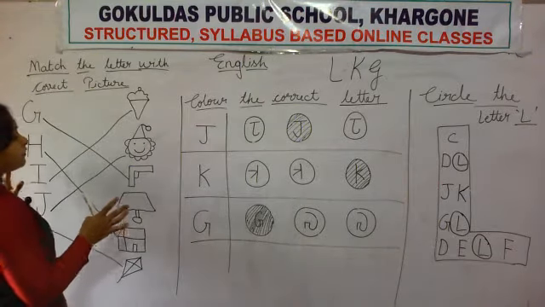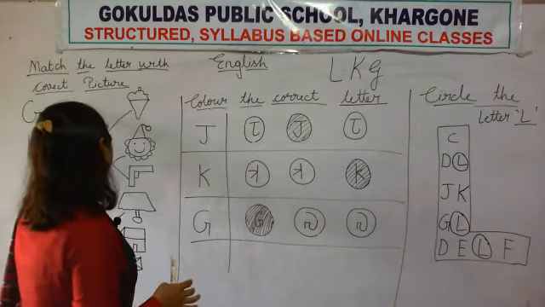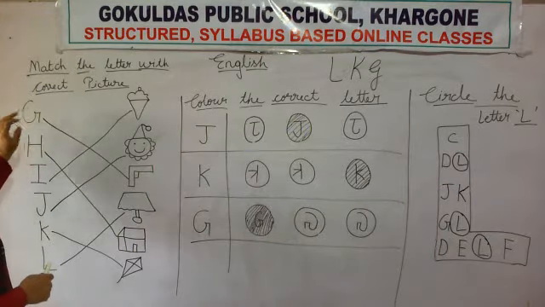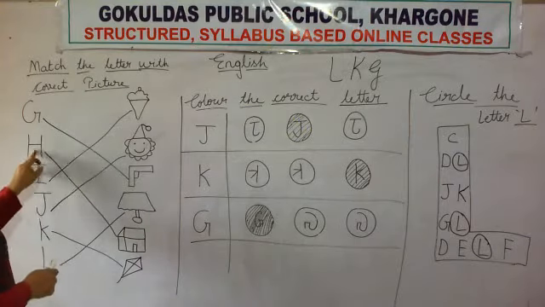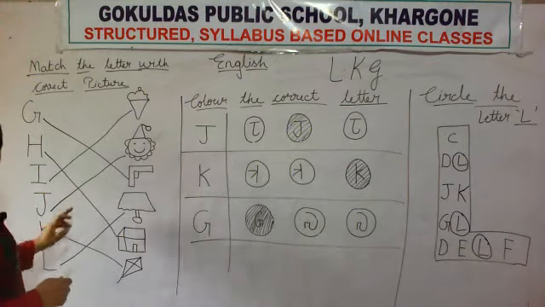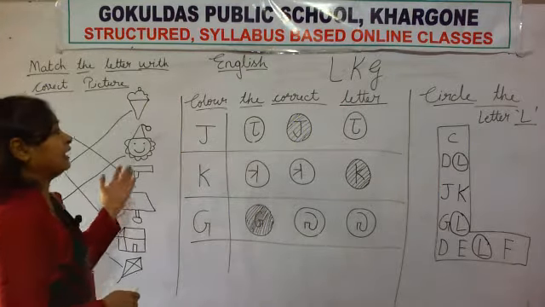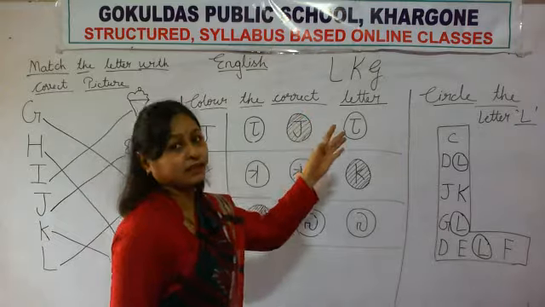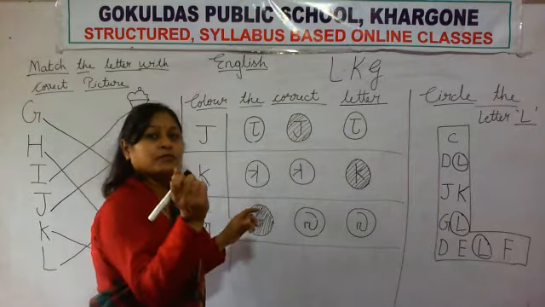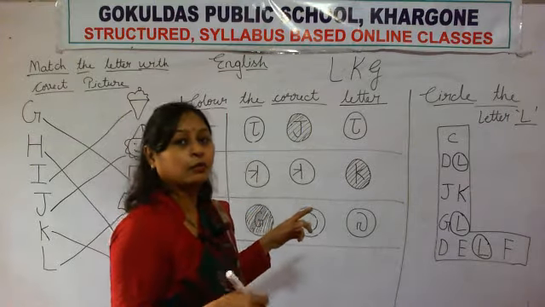Today what we have done? We have matched the letter with the correct picture. G with gun, H with house, I with ice cream, J with joker, K with kite, L with lamp. Okay. And next, color the correct letter. The formation of letter which is correct, we have to color it.